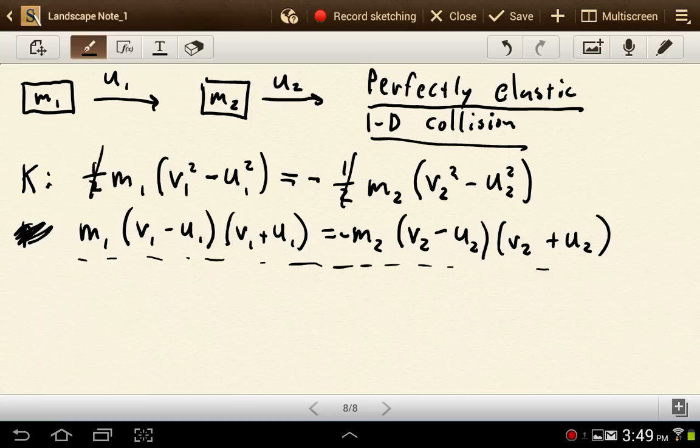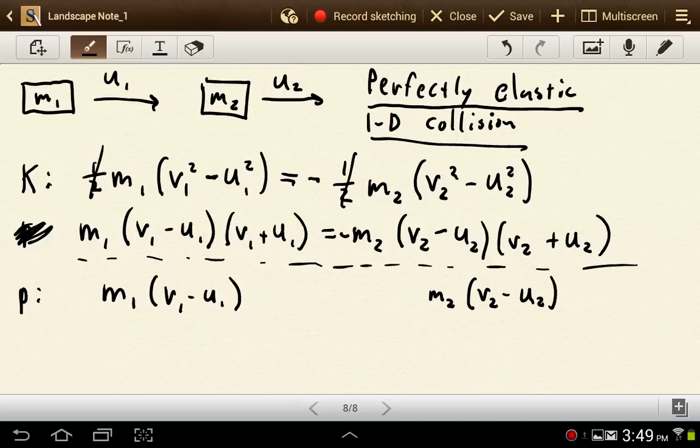And then for momentum, we're going to do basically the same thing. Here now, M1 times V1 minus U1, that's the change of momentum of object 1, and over here on the right side I'm going to do the change of momentum of object 2. What we know about these is the same relationship they had for kinetic energy. If object 1 gains momentum, then in order for momentum to be conserved, object 2 must lose the same amount, and vice versa.